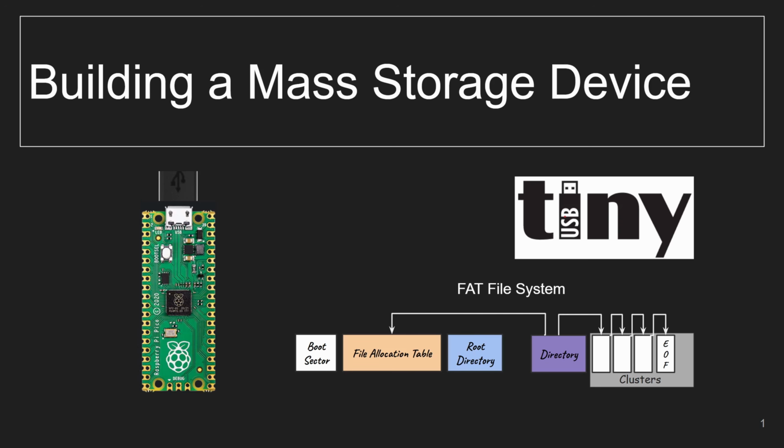Welcome back everyone. In this video we will continue our TinyUSB journey, and this time we are going to build our very own mass storage device using the Raspberry Pi Pico. So far we have explored how to create and validate a FAT12 file system. Now it's time to take the next big step, integrating that file system with TinyUSB so that our Pico behaves like a real USB flash drive.